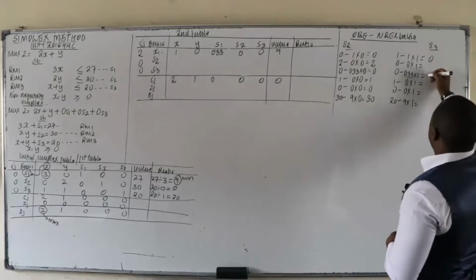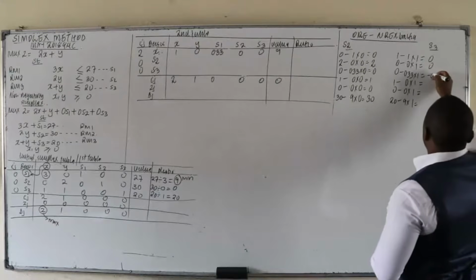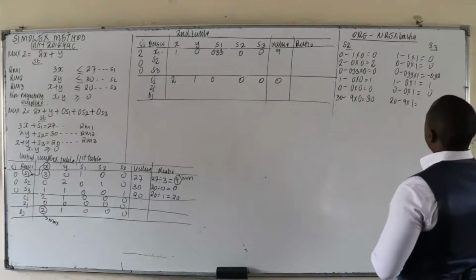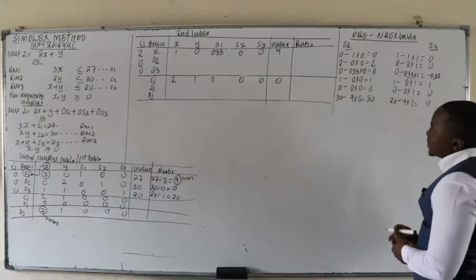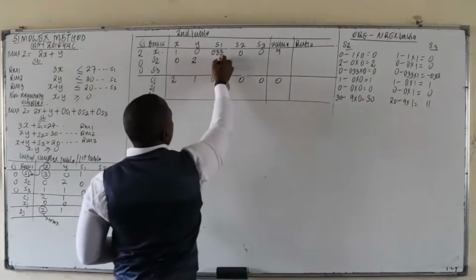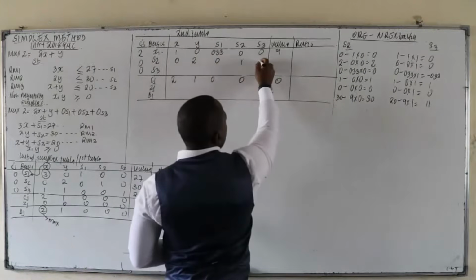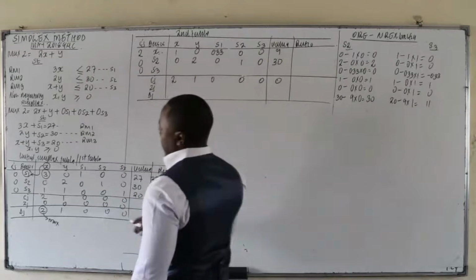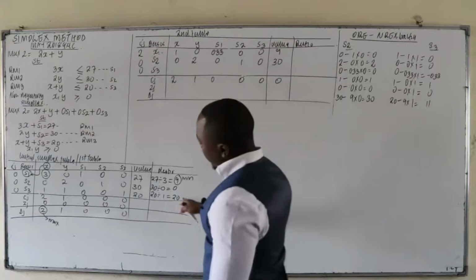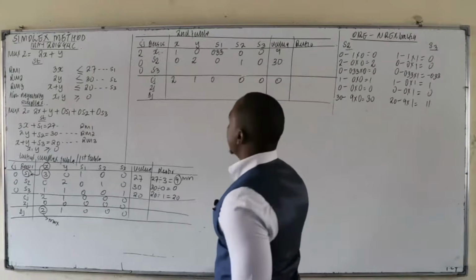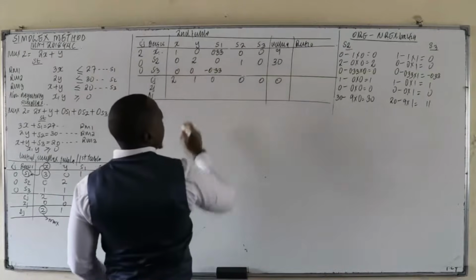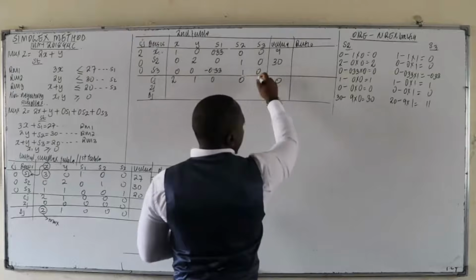So that's 0, that's 0, negative 0.33, that's 1, that's 0, and here we have 11. So S2 is 0, 2, 0, 1, 0, 30. You can see in this case, it has remained the same. Nothing has changed. That means if you take this 0, all the other elements remain the same. S3, we have 0, 0, negative 0.33, 1, 0, and we have 11.